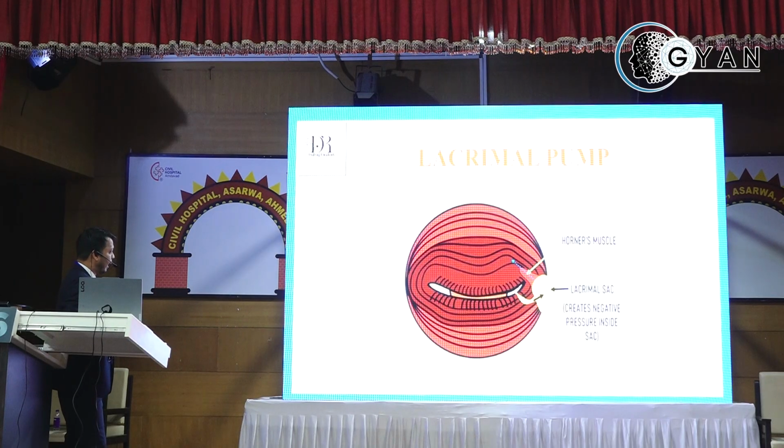The preseptal orbicularis oculi muscle has one small muscle present in the preseptal area, which is Horner's muscle. How it works is, when it closes the eye, the tears will go into the punctum of the eye, and Horner's muscle will help the lacrimal sac. It creates a negative pressure, and the lacrimal sac will drain all the tears, and they go through the nasolacrimal duct.